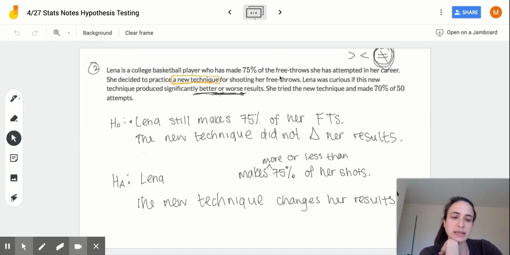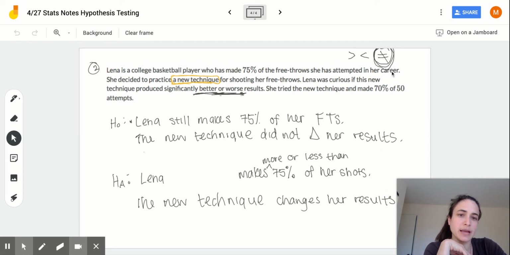Okay, so basically she's testing a new technique, and what she's testing it for is she wants to know if her results are better or worse. She doesn't say like, oh, I just want to know if my results are better. And she doesn't say, oh, I just want to know if my results are worse. So if you think of better as greater than, and if you think of worse as less than, like she did worse, and you think of both, like it could go either way, as not equal to, okay? So in this case, this problem is asking if it's better or worse.